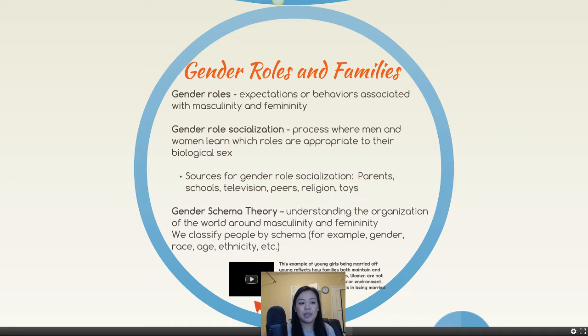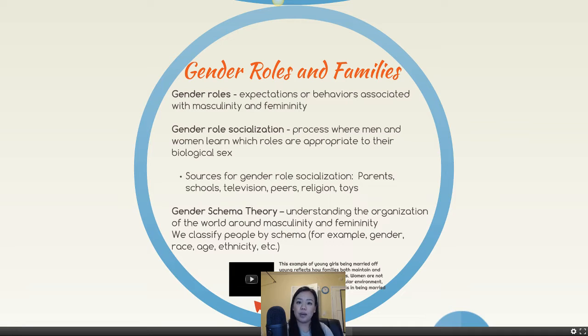So gender roles in families. Gender roles are basically expectations or behaviors associated with masculinity or femininity. And I would like to illustrate right now that none of these roles should be any particular way. We are using the word gender right here because gender is very different from biological sex. Sex is what you are born with as a child, right? Your sexual reproductive organs is your sex. However, your sex doesn't always necessarily match your behavior or your gender presentation. So I want to make that very clear here.